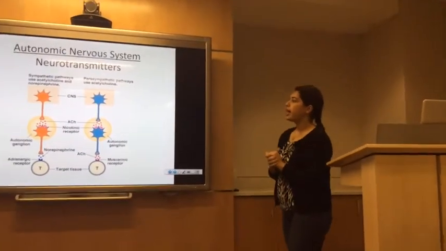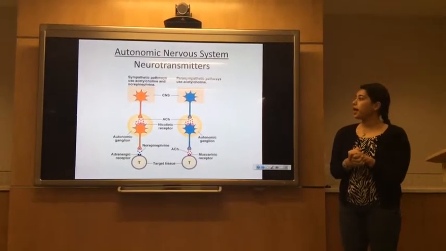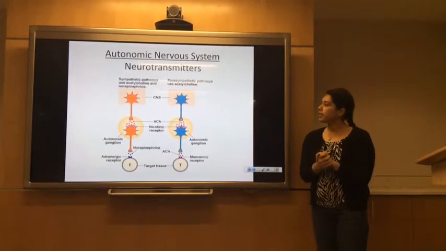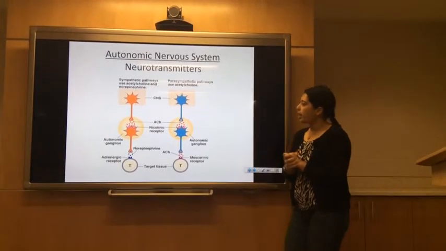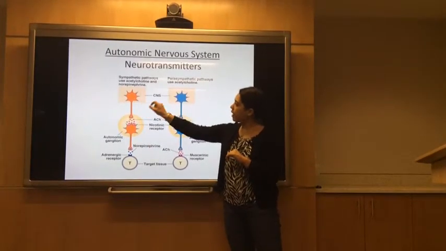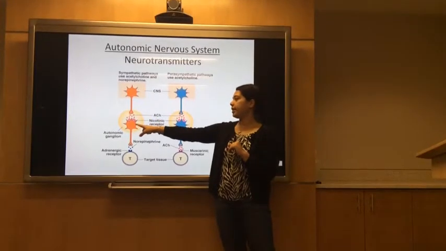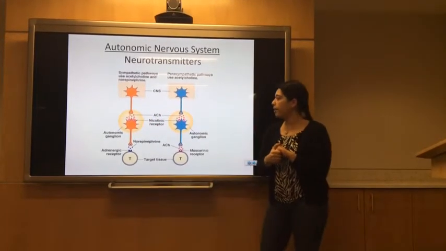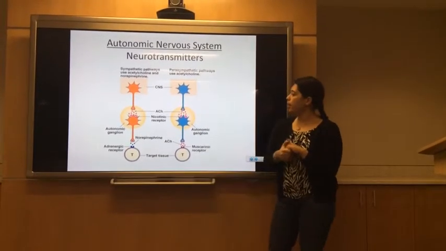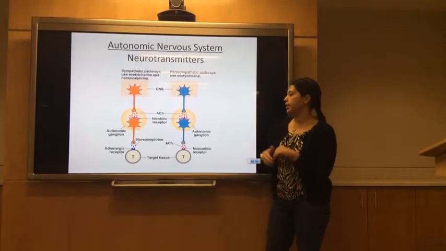Okay, so in this slide we're looking at the neurotransmitters that are being used for the different divisions of the autonomic nervous system. If we first begin with the sympathetic nervous system, you'll notice that the preganglionic nerve fiber is releasing acetylcholine to a nicotinic receptor. That's actually mimicking the same thing going on in the parasympathetic pathway. You also have the preganglionic releasing acetylcholine onto nicotinic receptors.